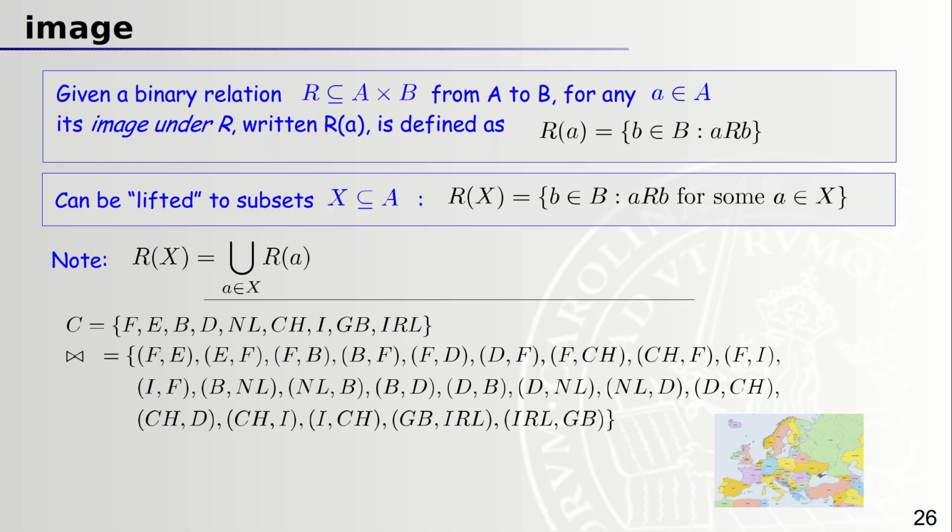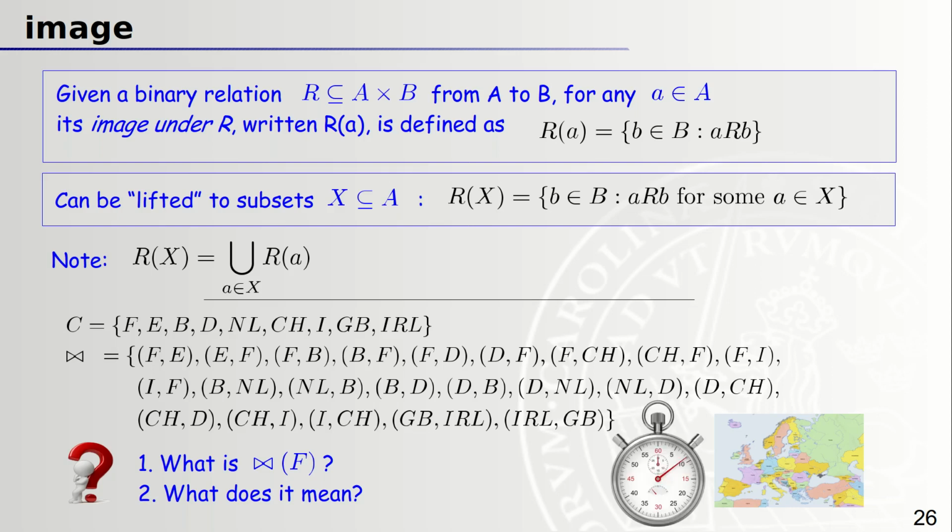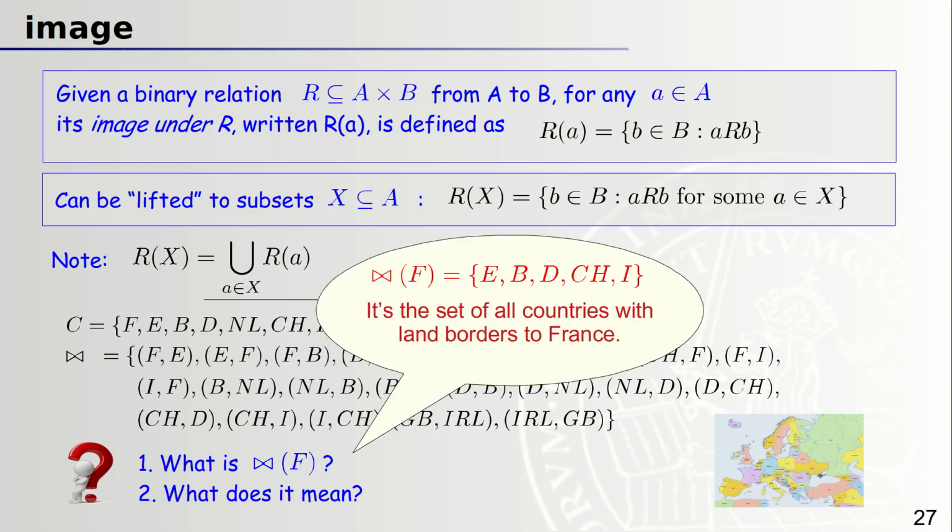For example, remember the bow tie relation among European countries, signifying the existence of a land border between them. What is the image of F under that bow tie relation? And what does it mean in this context? The image of France under the bow tie relation is Spain, Belgium, Germany, Switzerland, and Italy. Those are the countries in our original set C that have land borders with France.